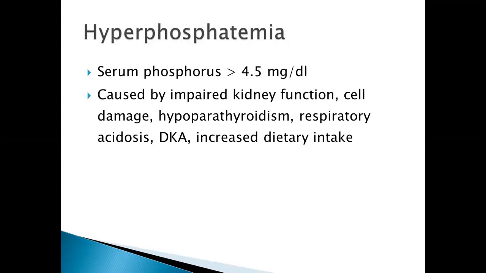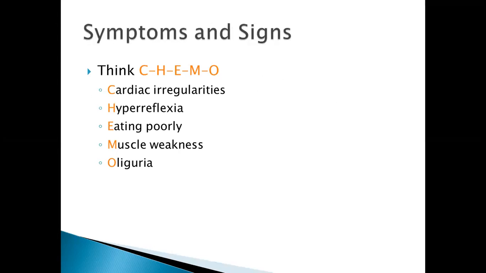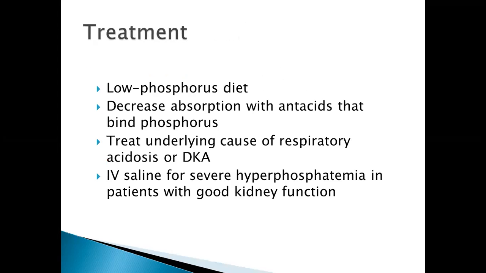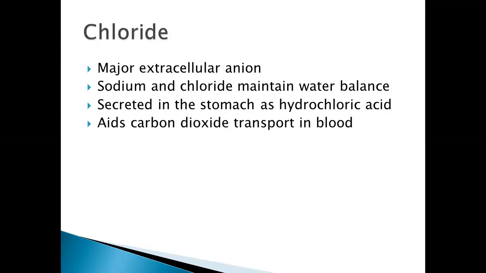Hyperphosphatemia is when serum phosphorus is more than 4.5 mg per dL. It is caused by impaired kidney function, cell damage, hypoparathyroidism, respiratory acidosis, DKA, increased dietary intake. Signs and symptoms include cardiac irregularities, hyperreflexia, poor feeding, muscle weakness, polyuria. Treatment is low phosphorus diet, decrease absorption with antacids, and bind phosphorus. Treat underlying cause of respiratory acidosis or DKA, IV saline for severe hyperphosphatemia in patients with good kidney function.